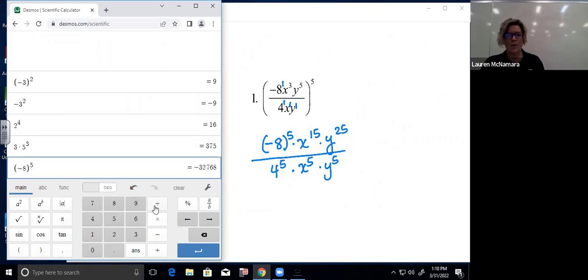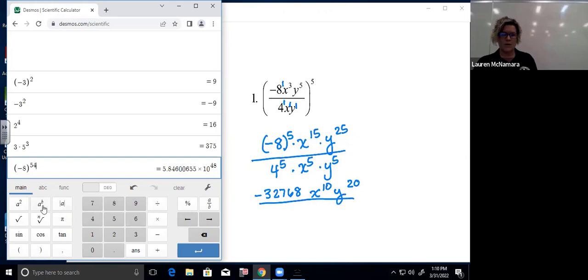And then I'll just write that out. So negative 32,768. And then I have, where's my highest exponent of x? Yeah, on the top. Can I go ahead and simplify that? Absolutely. So I would have x to the 10th and then y to the 20th divided by 4 to the 5th. So, oops, here, 4 to the 5th.